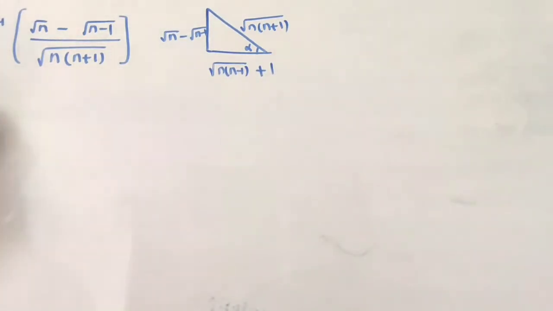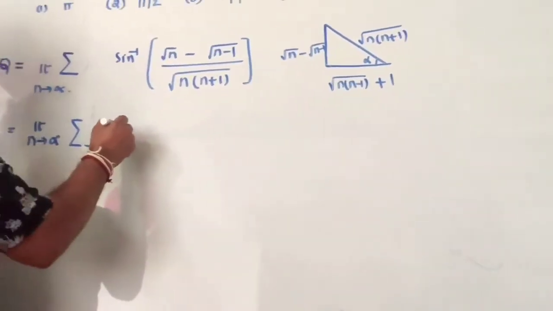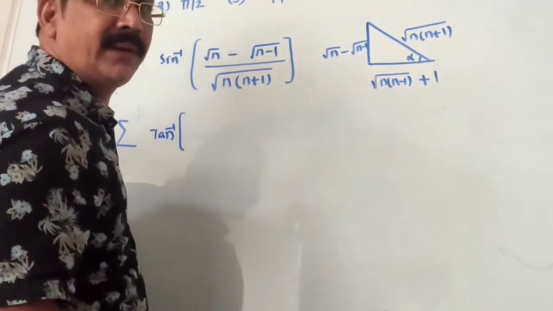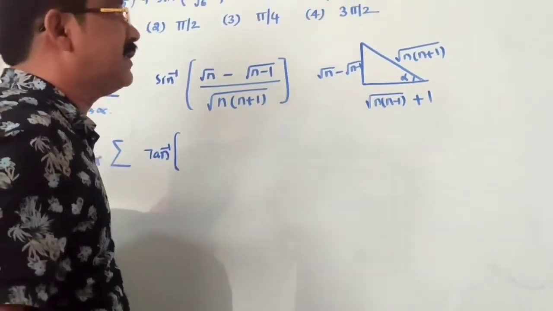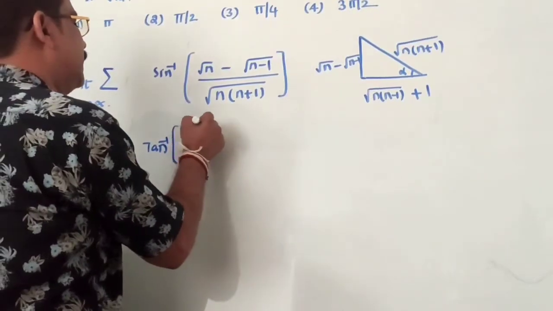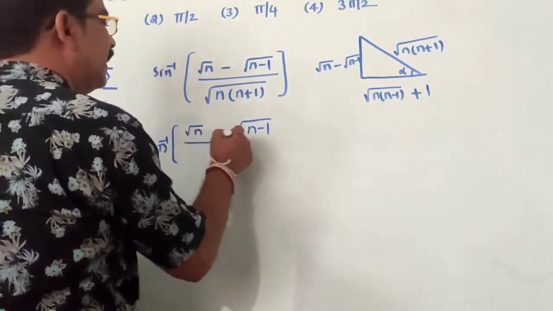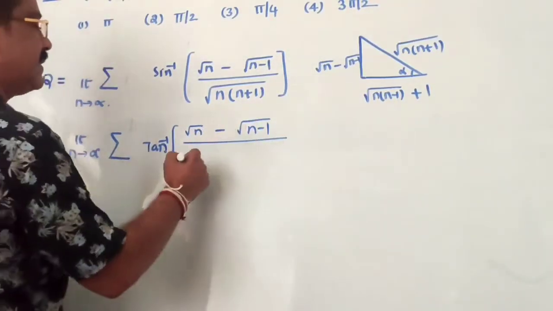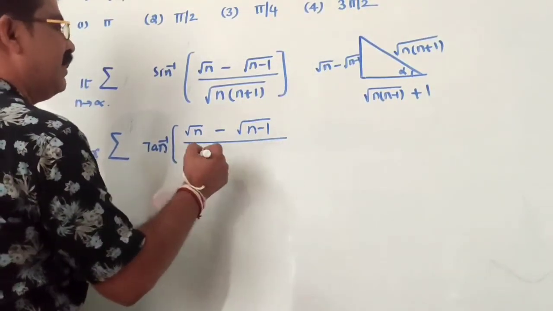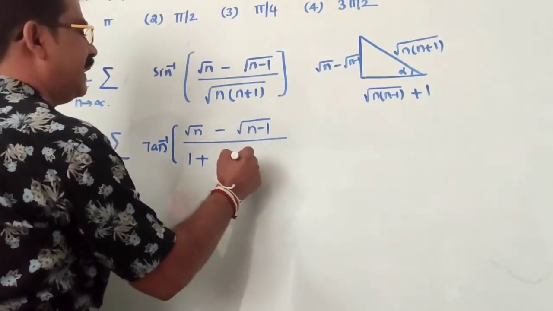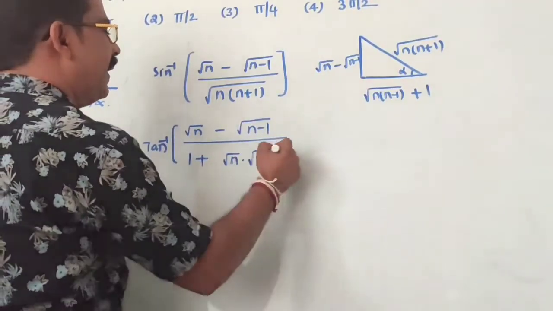Later we can write directly, it is tan inverse of tan, means what? Opposite side by adjacent side, opposite side root n minus root of n minus 1 divided by adjacent side. Adjacent side means 1 plus root, it can be written as root n into root of n.